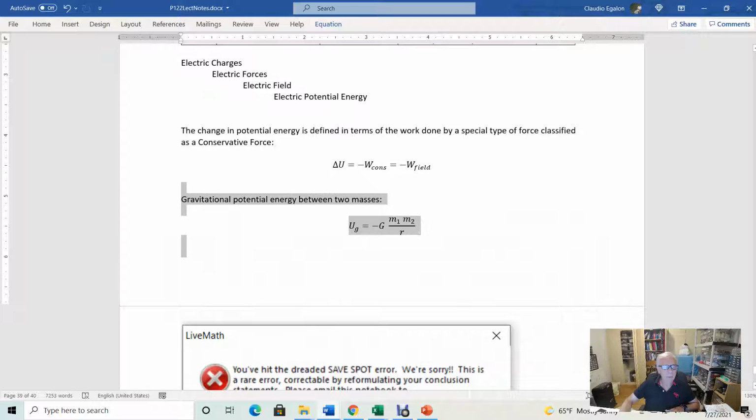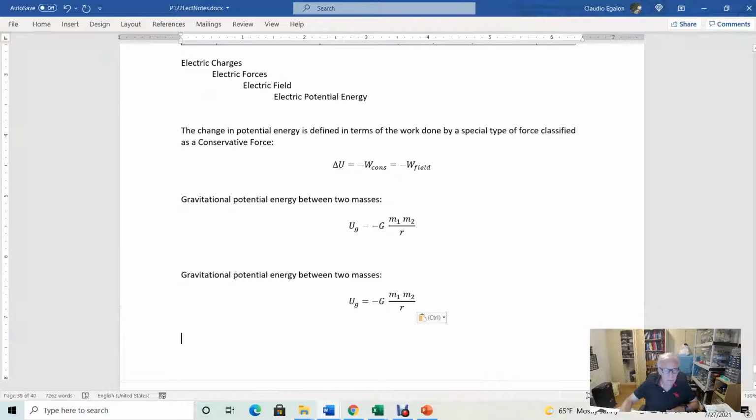What about the potential energy between two charges? No, not the gravitational potential energy, the electric potential energy between two charges. We're going to put sub E here. Instead of G, we are going to have a K. Instead of a negative sign, we are not going to have a negative sign. Instead of M1, we are going to have charge Q1. Instead of M2, you're going to have charge Q2. So if you remember this one, you're going to remember this one.